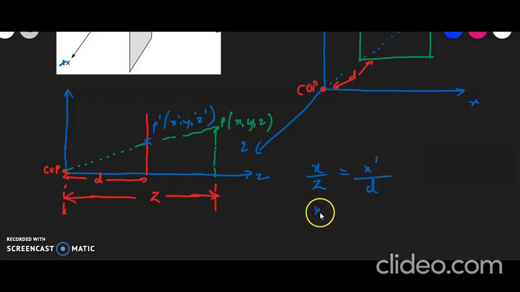Now can I get the value of x dash, students, from here? It is x into D upon z, right? If I want to write it only in terms of x, I can write it as x upon z by d. So x dash is equal to x upon z by d. So this is part 1 of my derivation.